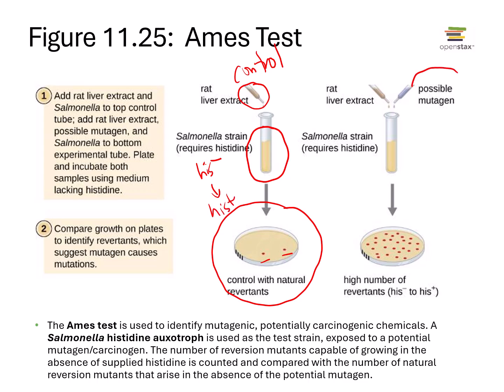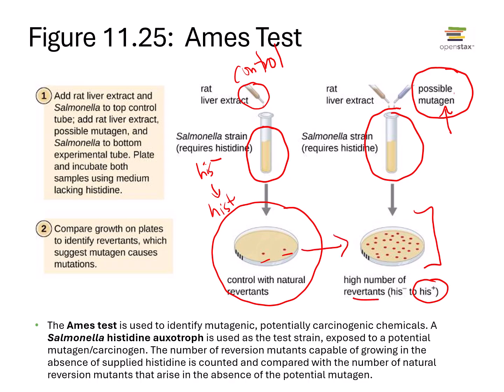And now I'm testing my chemical. I want to see if my chemical is a mutagen, a possible mutagen. So when I do the same thing this time, I see tons of His positive organisms, these mutants. So because of the high number of revertants, I know that this is a mutagen.